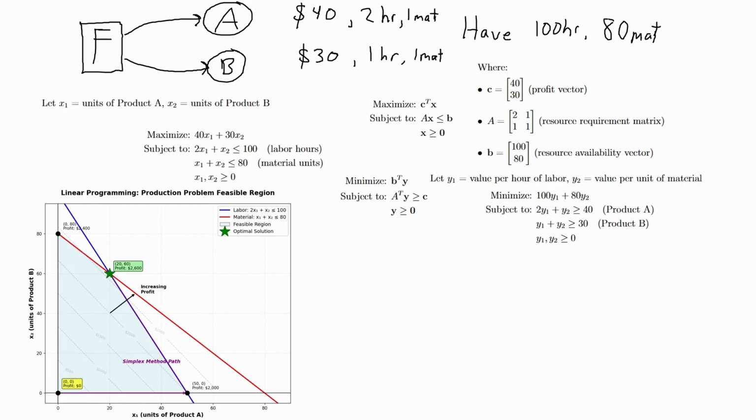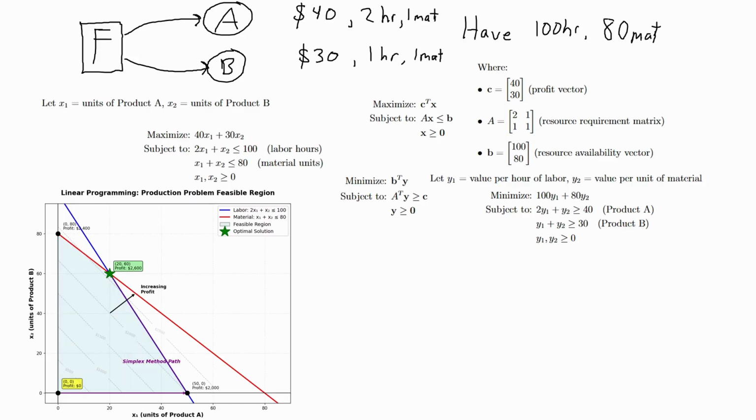So back to our production problem, the dual asks, what should the shadow prices be for labor and material? So concretely, let y1 be the value per hour of labor, and y2 be the value per unit of material. So think of it this way. Imagine somebody offers to buy your resources instead of you using them for production. What should they pay per hour of labor and per unit of material? Those y values are those prices.